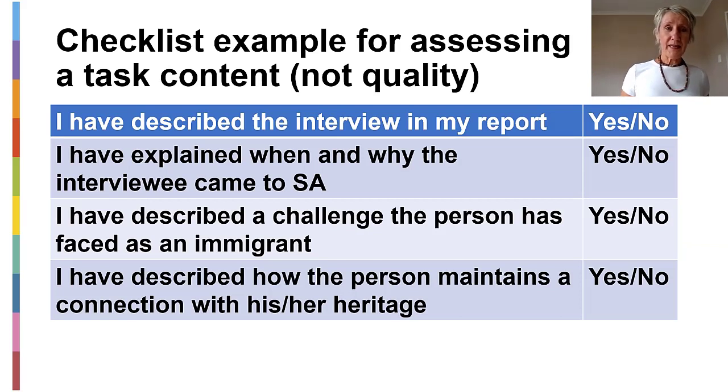Here's an example. This is for assessing a task content, like a product, not the quality of something. I've described the interview in my report. So this is myself, my own checklist, yes or no. I've explained when and why the interviewee came to South Africa, yes or no. Did I do that? I've described the challenge the person has faced as an immigrant, yes or no. I described how the person maintains a connection with his or her heritage. Did I do that? Yes, I did. We're not giving quality here and saying that I did it for 1 or 2 or 3 or 4 or 5. I'm just saying I did it or I didn't do it.